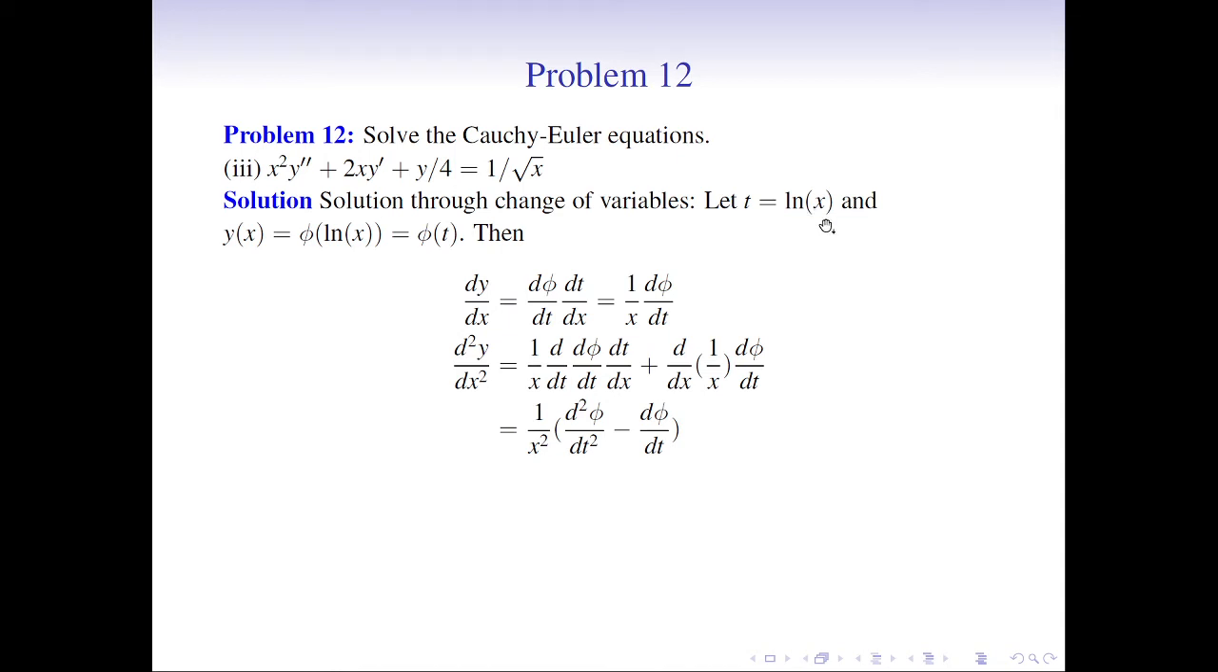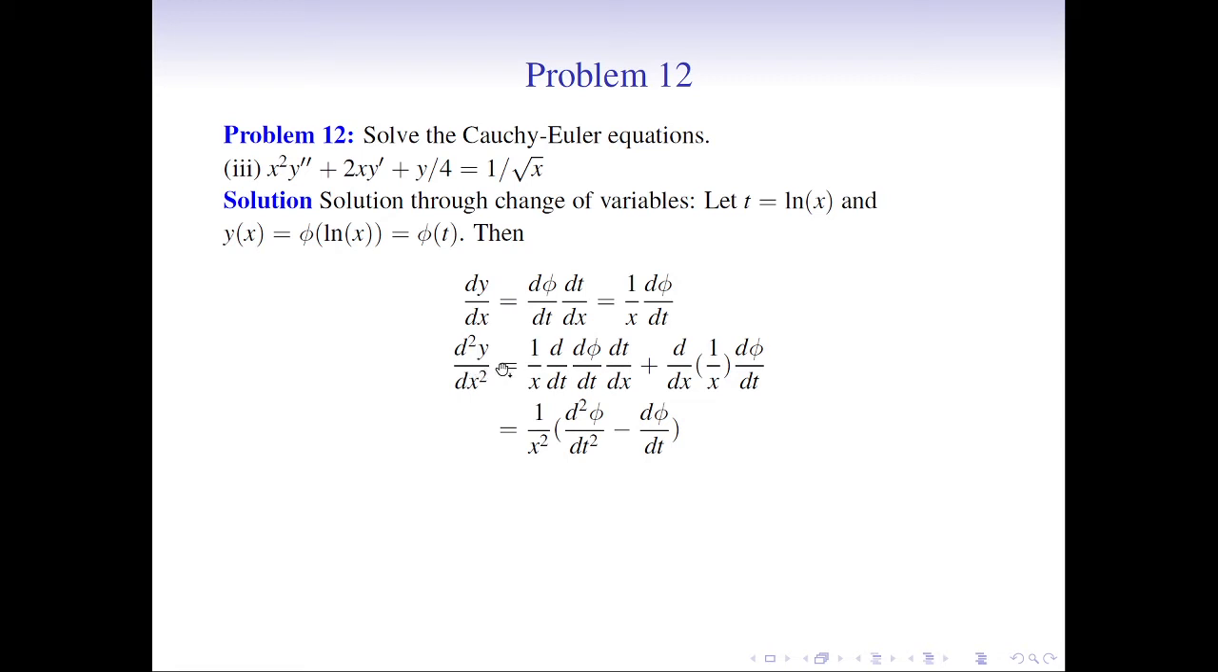Ln x is nothing but log to the base e of x, okay? And y of x is equal to phi of ln x, which is equal to phi of t, okay? So here, what will be dy by dx? We have to just apply the chain rule. That will be d phi by dt times dt by dx, okay? But we know t is equal to ln x, therefore dt by dx is going to be 1 upon x. So we have this to be 1 upon x times d phi by dt, alright?